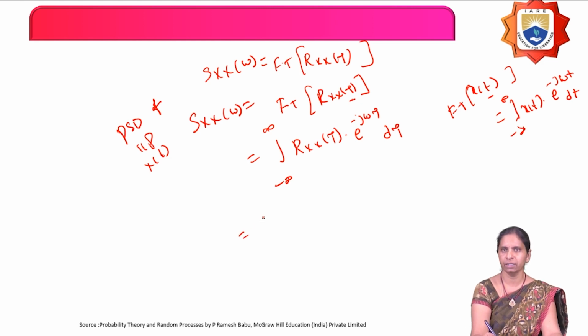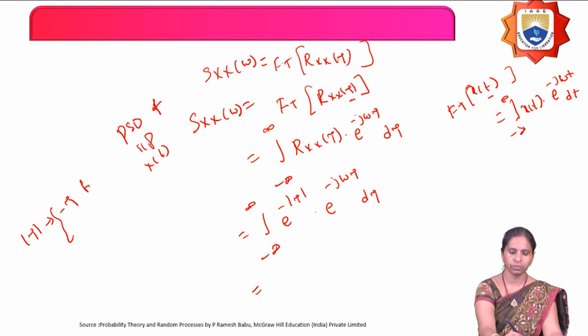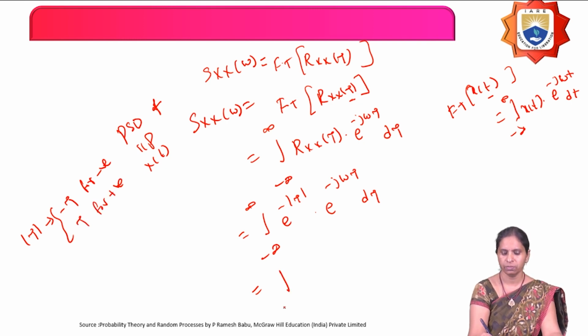Now, what are they given? The autocorrelation function is given as e power minus mod tau, into e power minus j omega tau d tau. So how can you write the mod tau value? Mod tau equals minus tau for negative values and plus tau for positive values. Therefore, for negative values, from minus infinity to 0, these are the negative values of tau. For negative values of tau, what is the mod tau value? Minus tau. So minus tau into minus is plus tau. Therefore, e power tau into e power minus j omega tau d tau, plus the positive values.